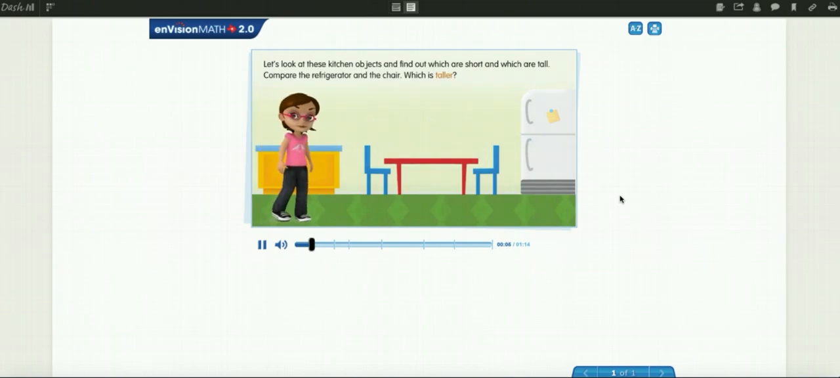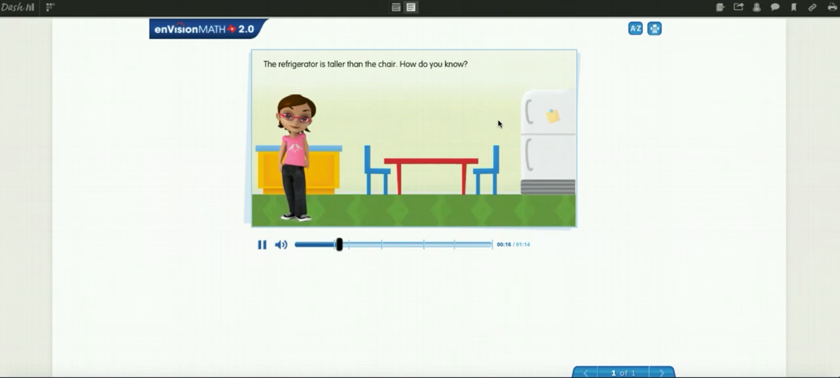Let's look at these kitchen objects and find out which are short and which are tall. Compare the refrigerator and the chair. Which is taller? Which one's taller? The refrigerator is taller than the chair. How do you know? How do you know that the refrigerator is taller than the chair? The top of the refrigerator is higher than the top of the chair.